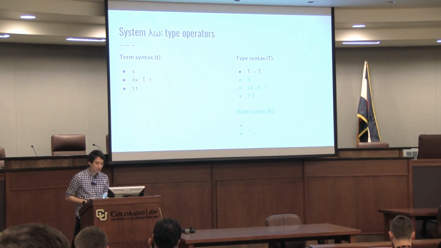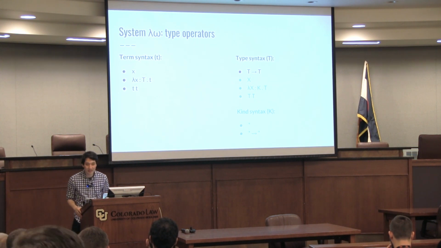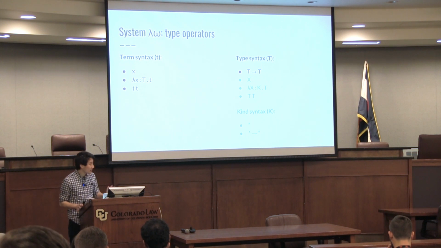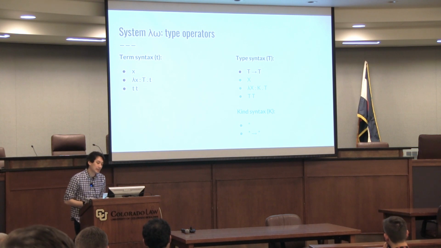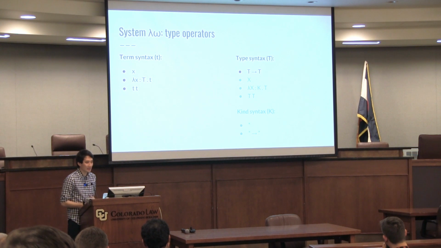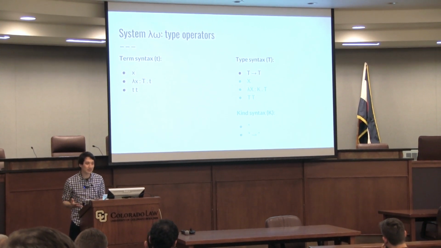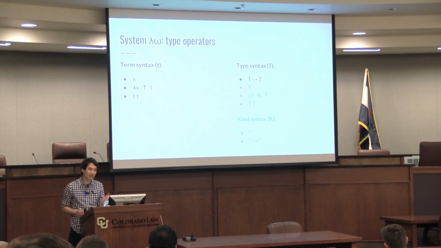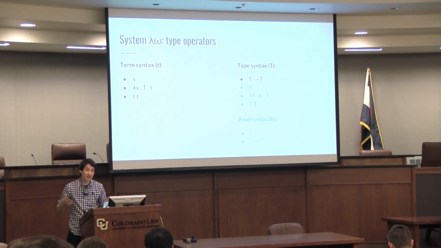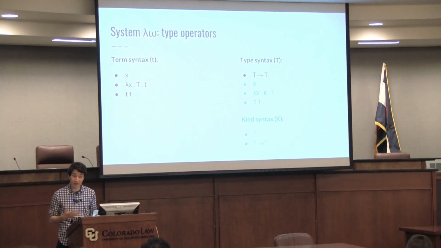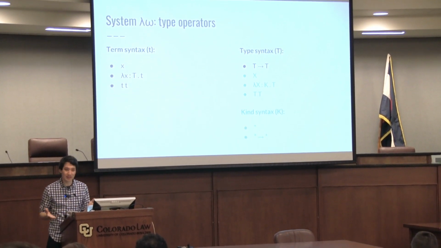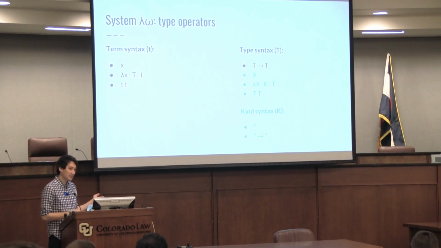All right. System lambda omega, what's that? This is what happens when you add type operators to the lambda calculus. By the way, everything in blue is stuff that we're adding on top of the simply typed lambda calculus. Type operators are something like list itself. In a programming language, you have list of some type, list of ints, or list of bools. List by itself is a type operator that takes another type. You can think of it as a function from types to types. So we have functions from terms to terms, and functions from types to terms, that's system F. And now we have functions from types to types.